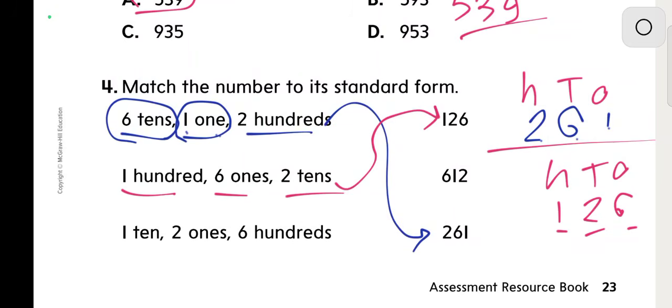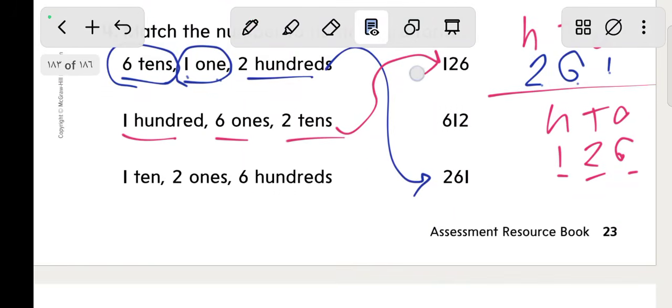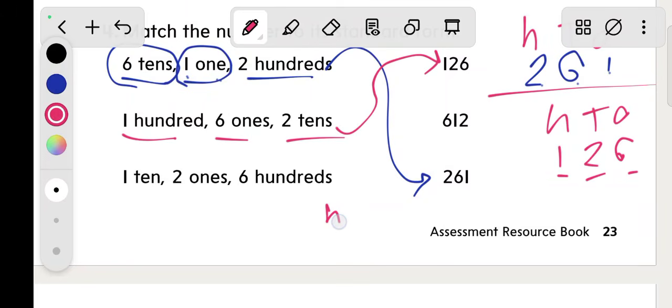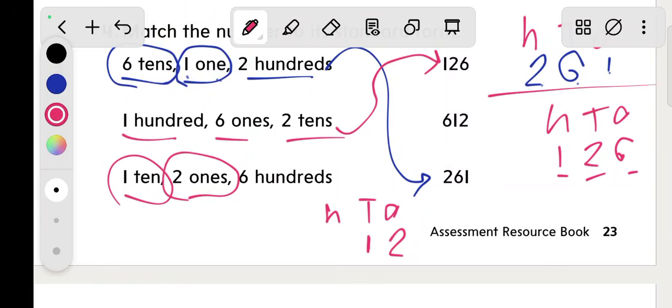Last one, of course it's going to be 612, but let's practice it. HTO. 1 in tens place, so in tens place you have to put 1. 2 in ones place, so in ones place you have to put 2. And 600, so you have to put 6 here. So the answer is 612.